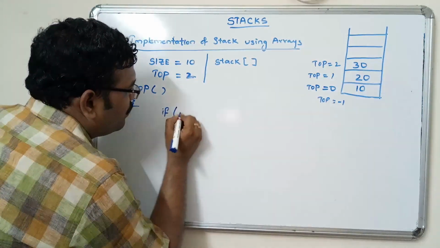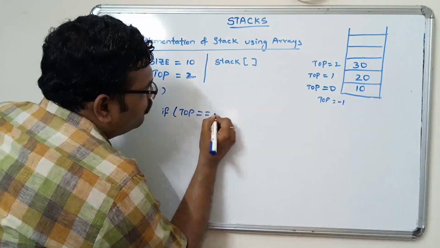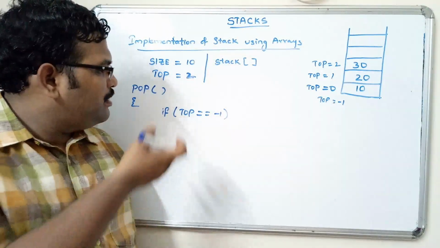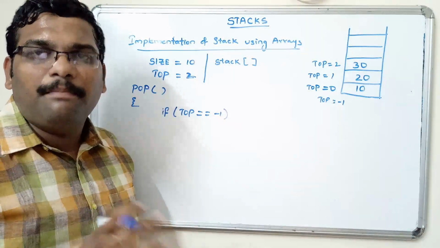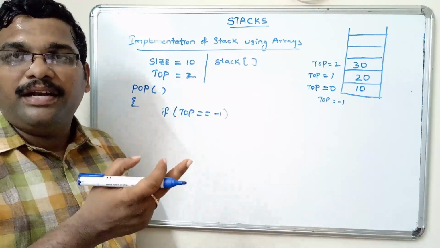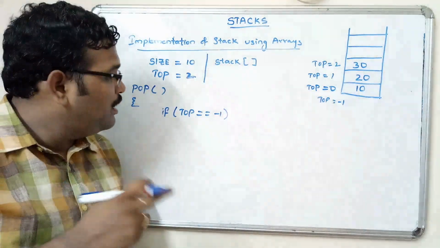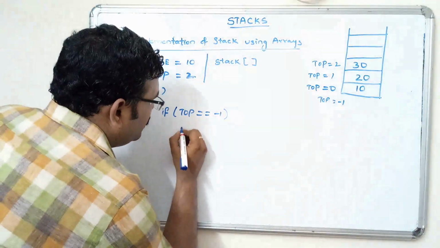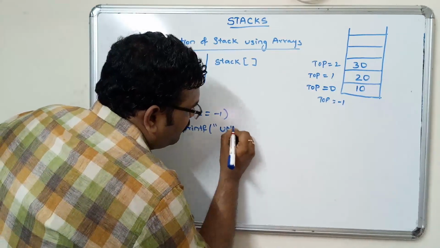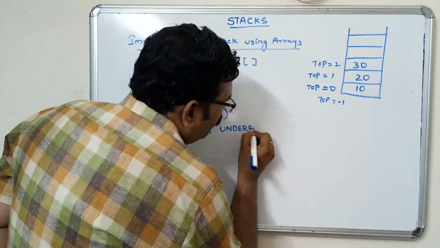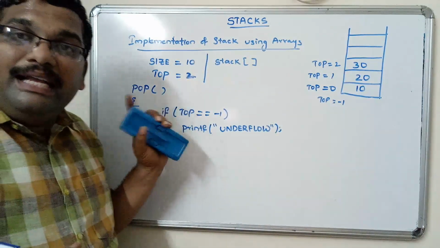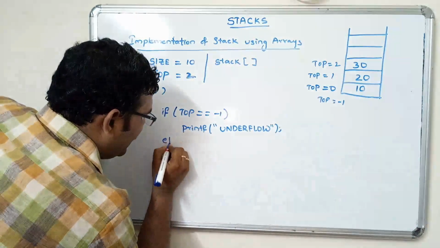So if top is equal to minus 1 — obviously if you have not inserted any element, then the top is always initialized to minus 1. If you insert an element, the top automatically gets updated, so top will not be equal to minus 1. So if top is equal to minus 1, we print underflow. If it fails, that means the else condition.